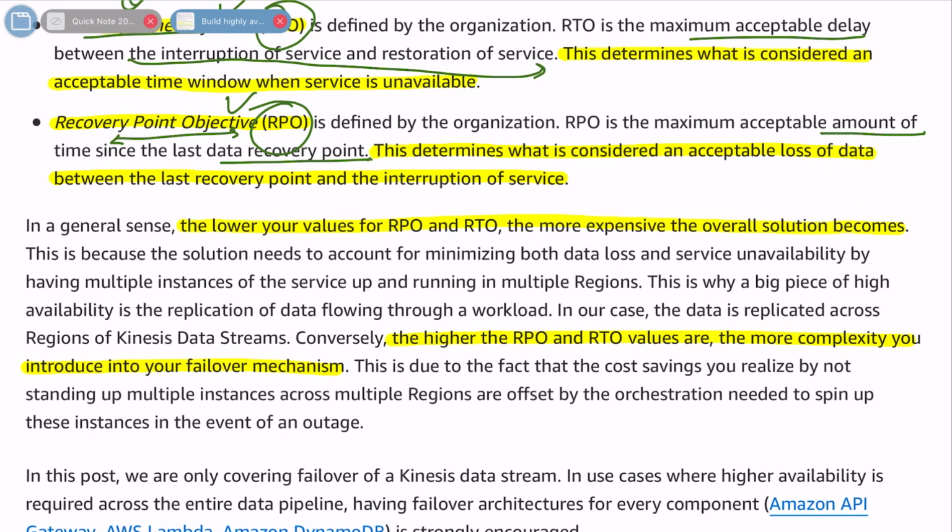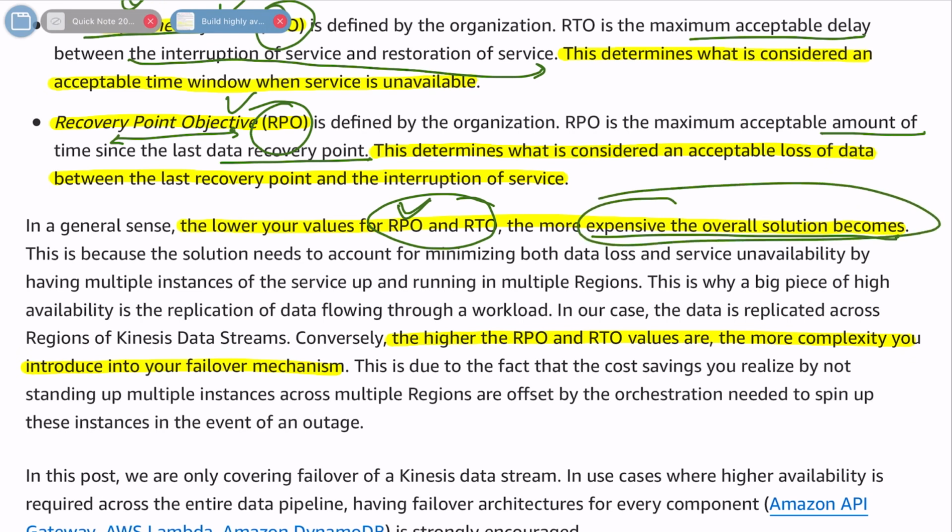Why? Because to ensure the lower value of this, you will have to do certain kind of replication at all the stages of your application or the resources, however you have architected your system. And since you are replicating the resources across the regions or across the availability zones or whatever you are doing, you are introducing some kind of failure mechanisms, and that's what makes the solution expensive, as in your cloud billing will go up, right? So that's the thing.